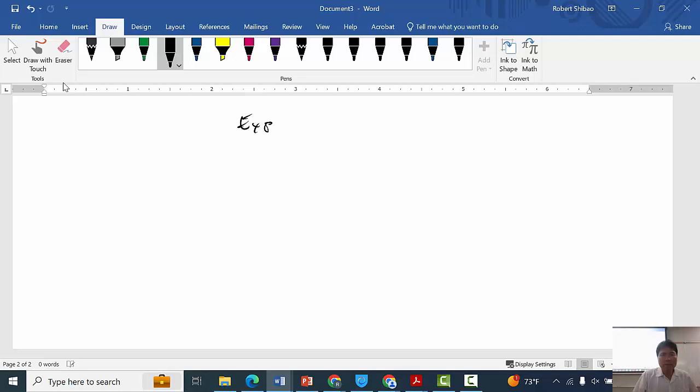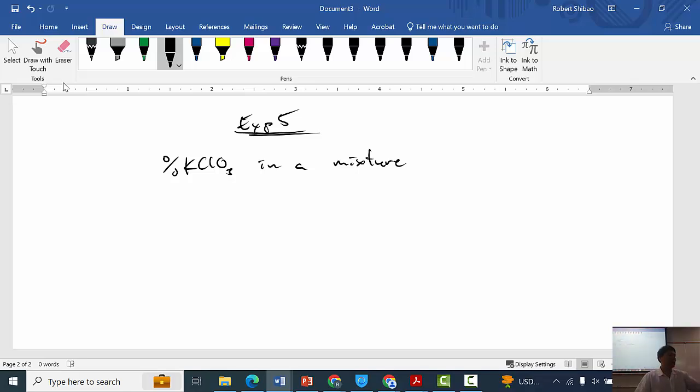So we're doing experiment 5 today. We're not trying to figure out the percent protein. We're trying to figure out the percent KClO3 in an unknown solid. And so what we want to do is determine the percent KClO3 in a mixture. We have to know a little bit more about this mixture. So this is the mixture here.